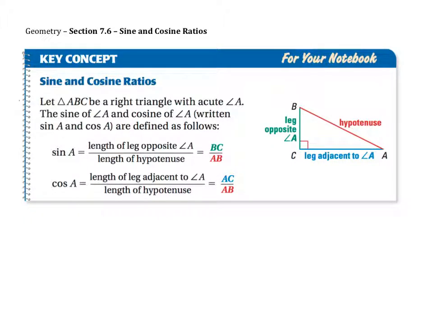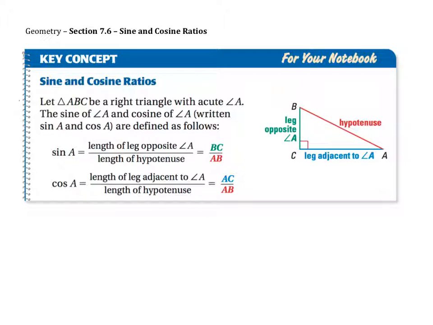In section 7.6, we're going to be exploring the next two trigonometric ratios, which are the sine and cosine ratios. So to start, let's define what those ratios are. Let triangle ABC be a right triangle. Again, we're only using right triangles with an acute angle A. The sine of A and the cosine of A, written as sin and cos, we do not pronounce as "sin" and "cos." When you see this, you say sine of A, cosine of A, and they are defined as follows.